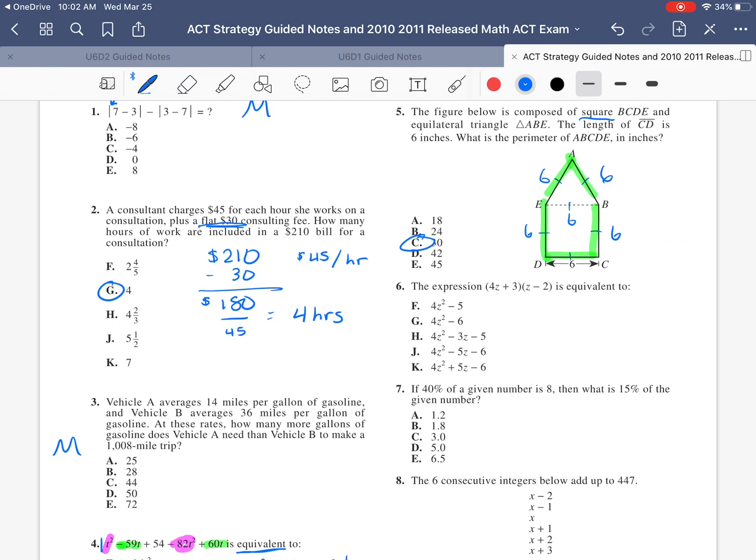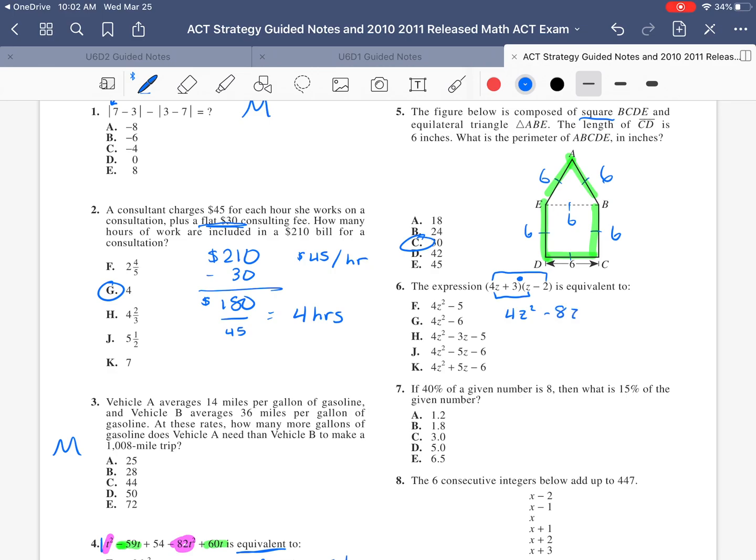The expression 4z plus 3 times z minus 2 is equivalent to, well, here I know that if there's nothing in between, there's no plus or minus or division symbol, it means we're multiplying. And when we multiply binomials, we need to FOIL or distribute, essentially. So 4z times z is 4z squared.